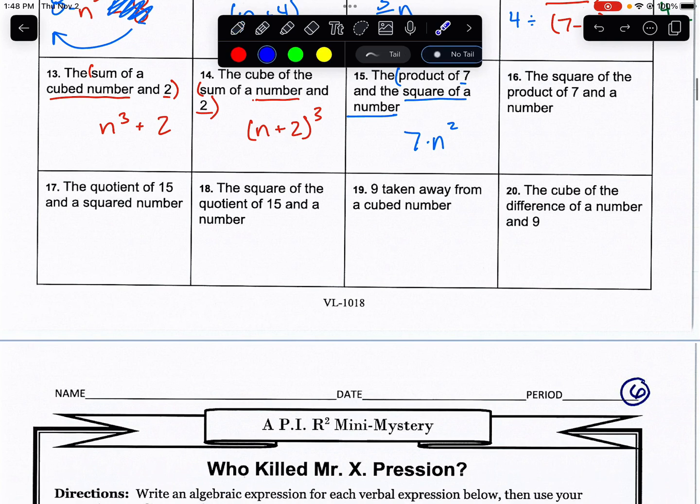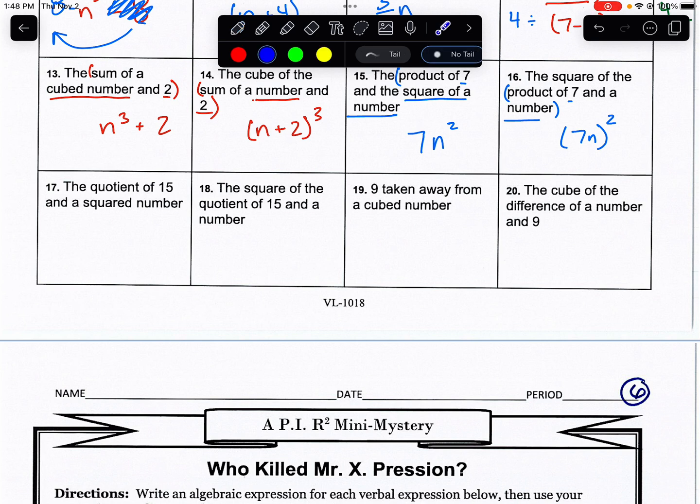Let's try 16. The square of the product of 7 and a number. Holy cow. Let's try this. The square of the product of 7 and a number. Those 2 things, so let's put those in parentheses. The product of 7 and a number first. And then they square it. So here's the first one, 7 times n squared versus, in parentheses, 7 times n, squared. Those 2 are different things. They are not equivalent. They are not the same. And yes, you can write number 15 like this without a multiplication dot between the 7 and the n.